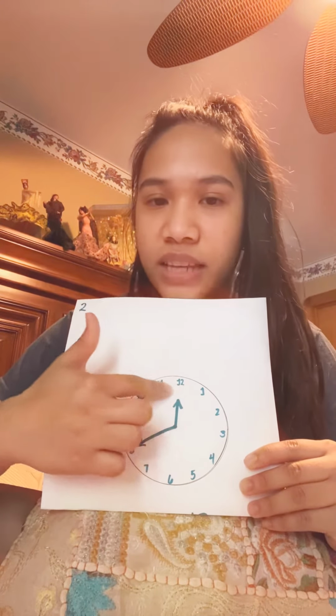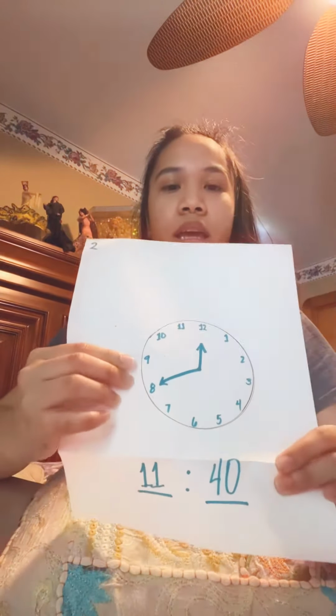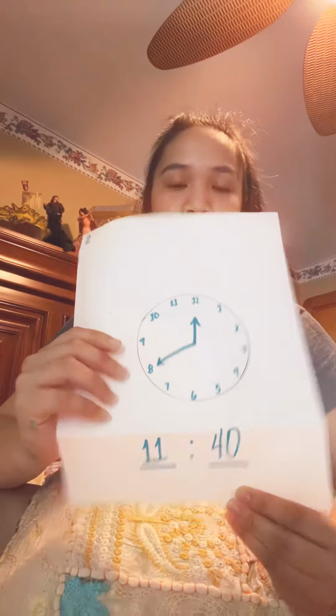That's 11:40 because it's not pointing at 12 yet. It's still between 11 and 12, so I want us to consider that as 11. And then I said 40 because when we count by 5, 8 is equivalent to 40. So 5, 10, 15, 20, 25, 30, 35, 40. So our time is 11:40. All right, one more.